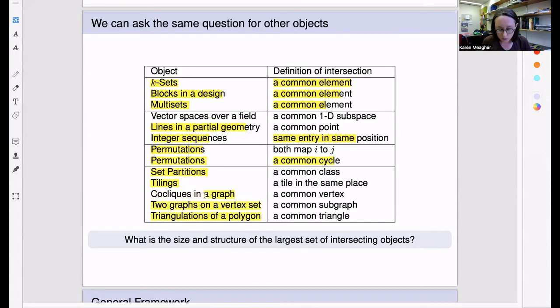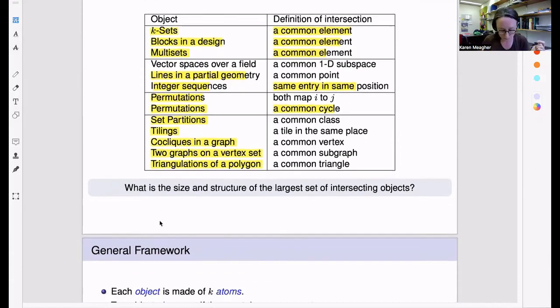We can look at cocliques in a graph. We can take a vertex set and take two distinct graphs on that vertex set, and then they're H-intersecting if they both have H as a subgraph. And we can also look at triangulations of a polygon. And so for all of these things, we can ask, what's the largest set of intersecting objects? And we can ask for the size, and we can ask for the structure.